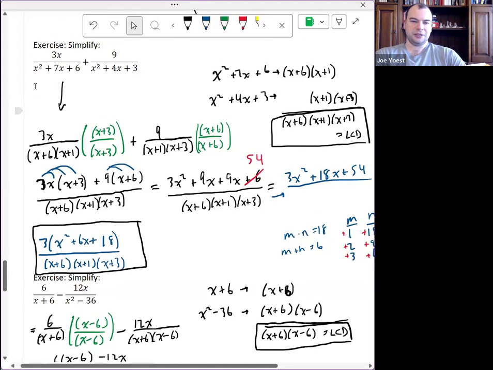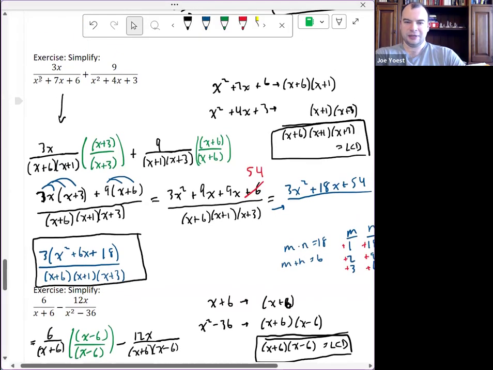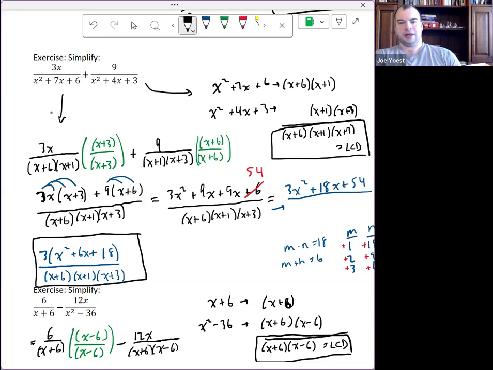Okay, it's about 9 minutes, so let's take a look at these. So our first problem, we start off by factoring our denominators. x squared plus 7x plus 6 factors into x plus 6 times x plus 1. And x squared plus 4x plus 3 factors into x plus 1 times x plus 3. So we can share this x plus 1. And our LCD is x plus 6 times x plus 1 times x plus 3.